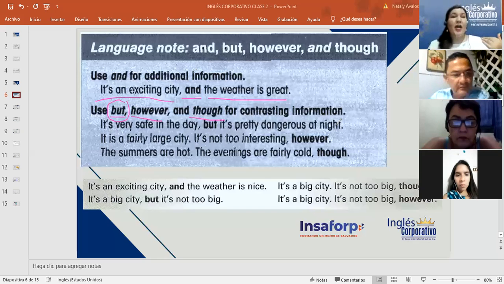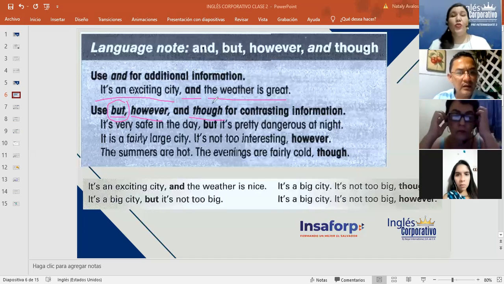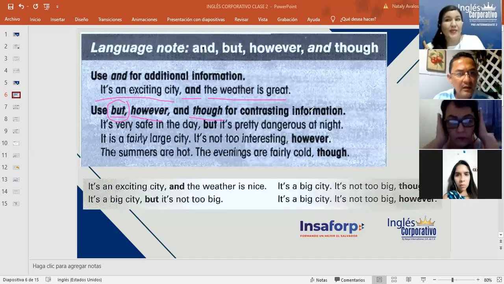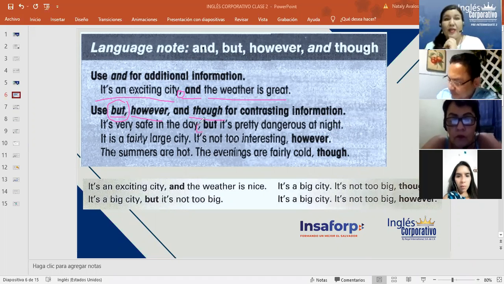So what about the next one? When you use however and though, you use them at the end of the sentence, right? And but goes in the middle. However and though go at the end of the sentence. Before this one, you have to use a comma, right? Before writing and, you write a comma. And in these cases, before writing but, you write a comma. Right? And before writing however, another comma. This is punctuation, and it's important to keep it in mind.